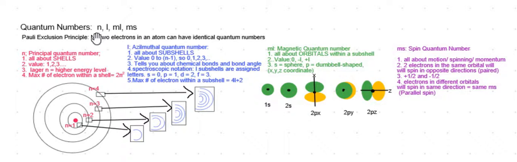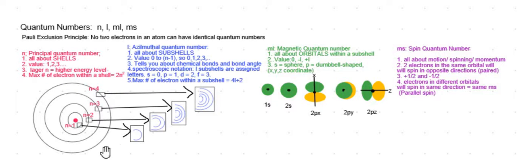The first quantum number is n. n is the principal quantum number, and it's all about shells. The value starts at 1, so its values are 1, 2, 3, 4, and so on. It can never be negative. It can never be 0. Now, the larger the n value, the higher the energy level. And to find the maximum number of electrons within a shell, you would do 2n squared.